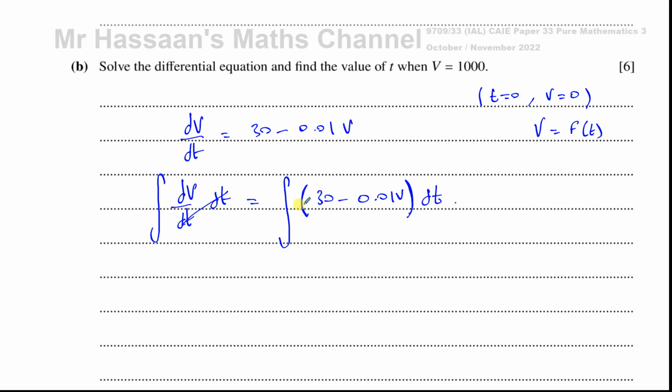So when I want to separate the variables for something like this, I have to divide both sides by the whole of this. So I'm going to have the integral of 1 over 30 minus 0.01v dv equals, and here I'll have the integral of, basically be left with 1 dt, all right? So now we want to find what v is in terms of t, okay?